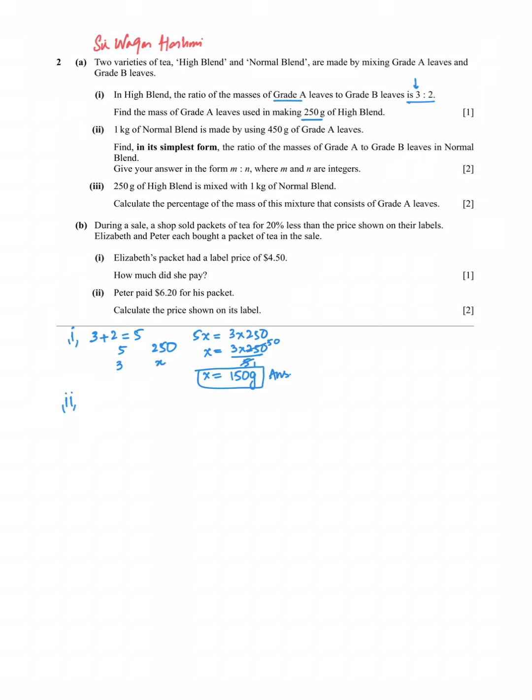For your second part, 1 kg of normal blend is made by using 450 grams of grade A leaves. Find in simplest form the ratio of mass of grade A to grade B leaves in normal blend.